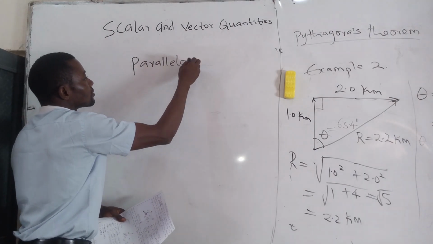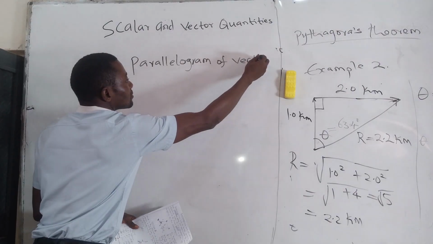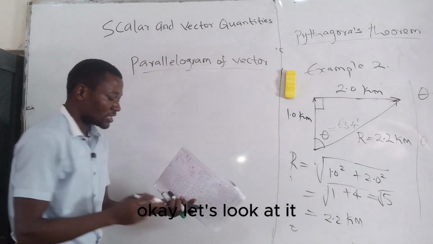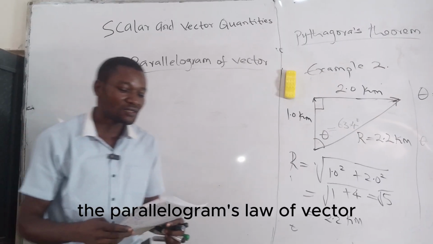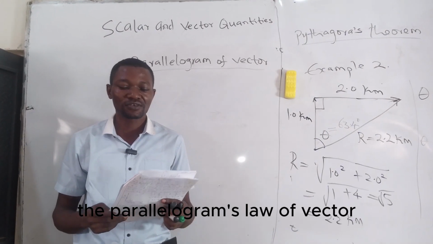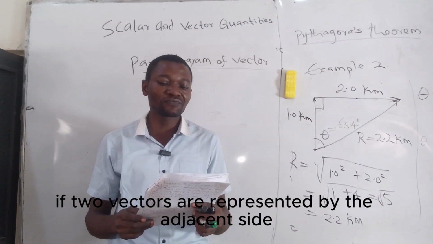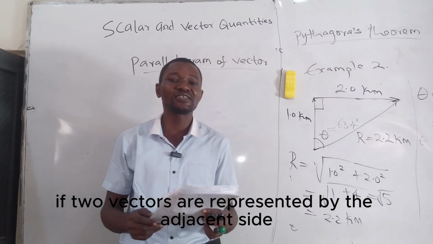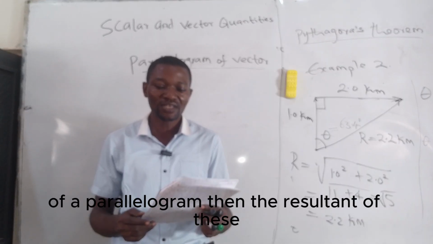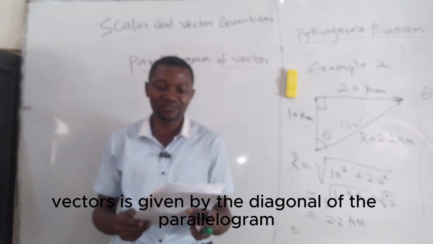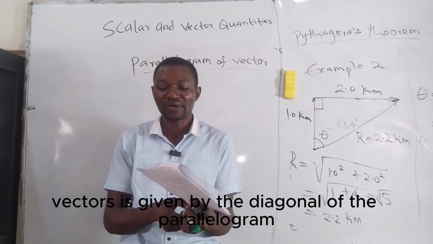Parallelogram law of vector. Okay, let's look at it. What is it all about? The parallelogram law of vector states that if two vectors are represented by the adjacent sides of a parallelogram, then the resultant of these vectors is given by the diagonal of the parallelogram.